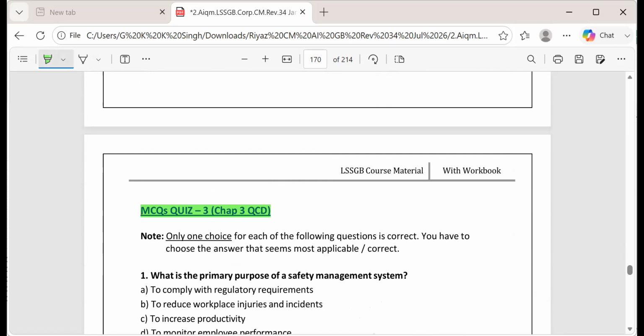So we'll stop here for today. You have to work on this quiz and come with your answers tomorrow. If anyone of you has any question, you can ask. Otherwise, we will stop for today.